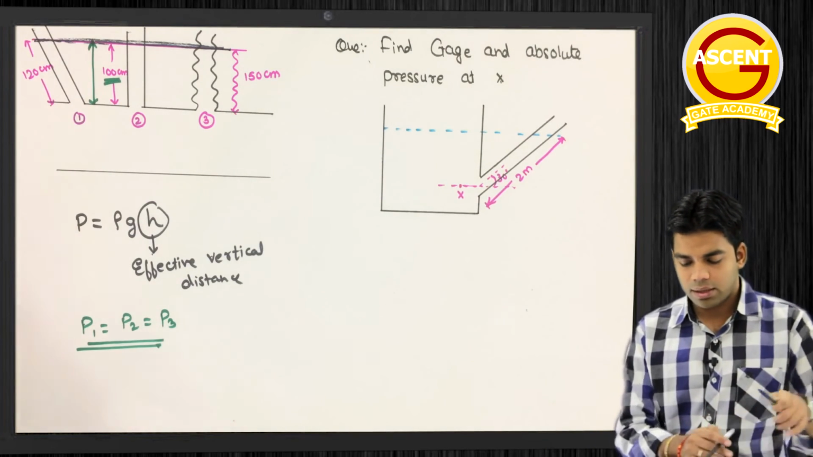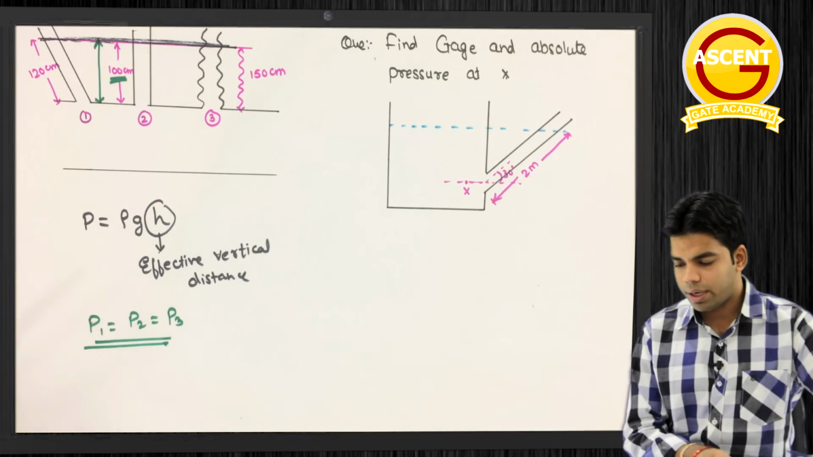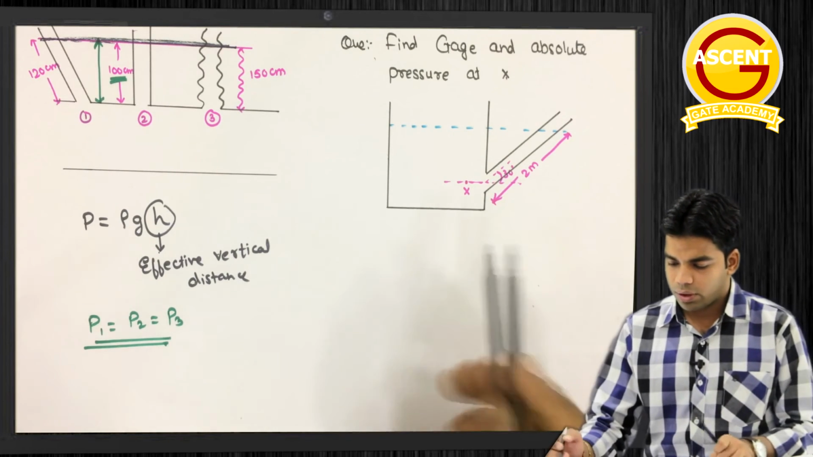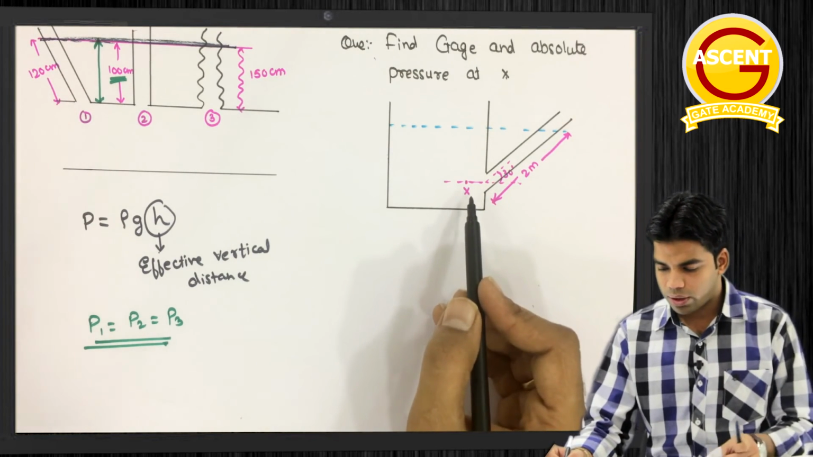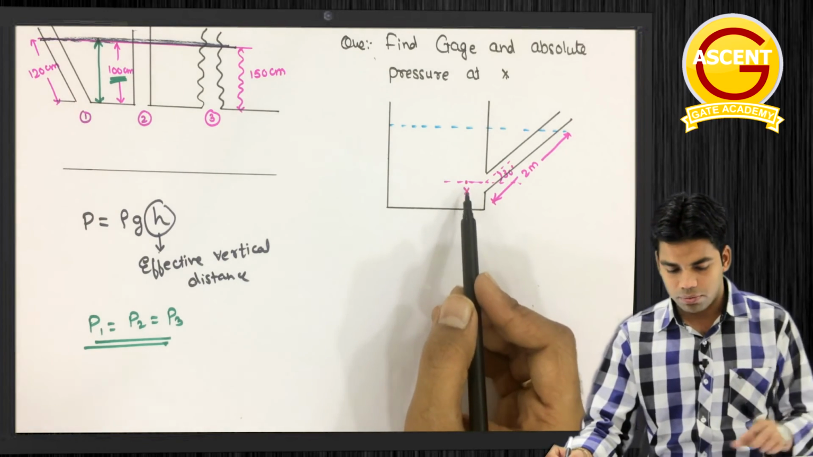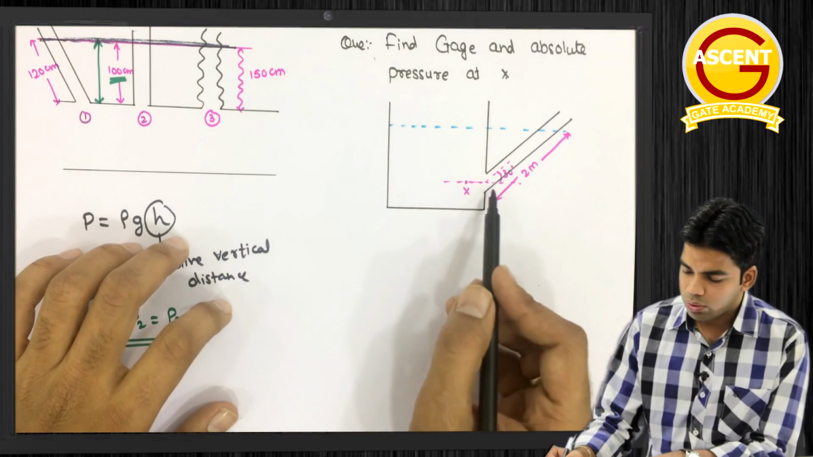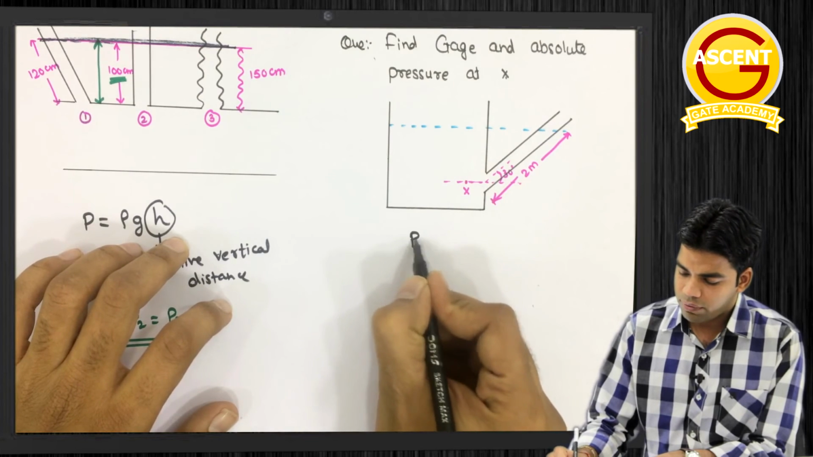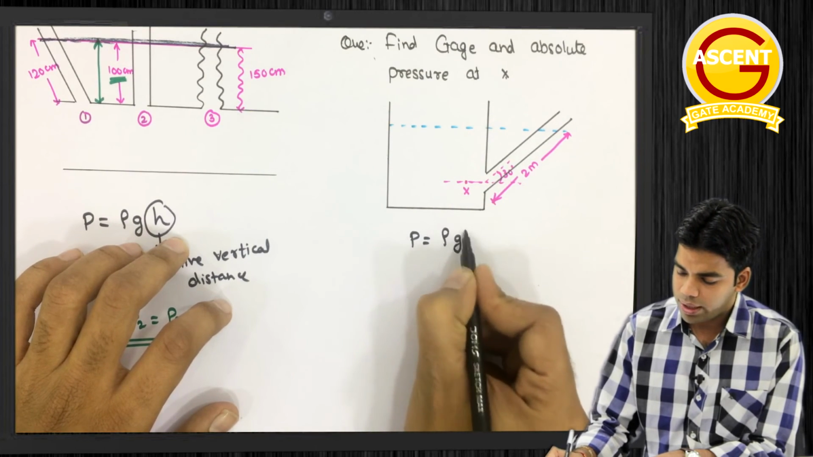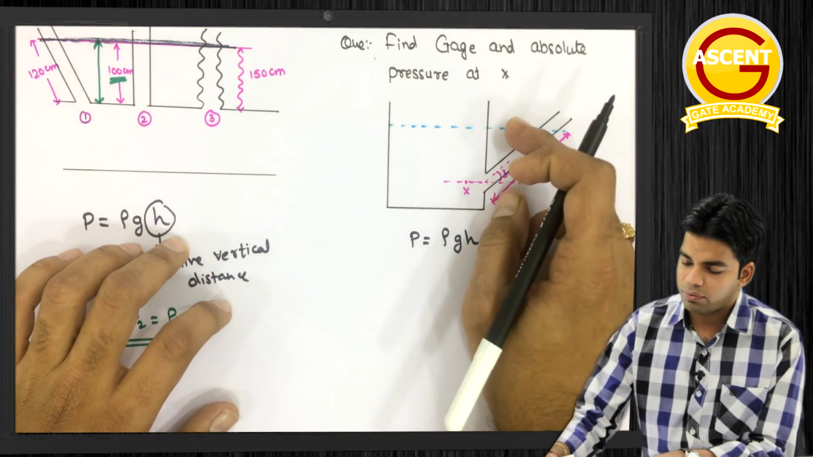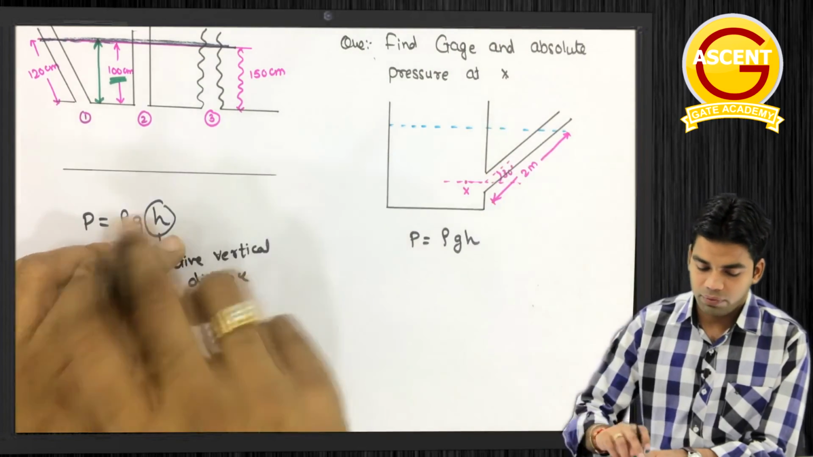Getting this or not? Related to this we will solve one question. Find the gauge and absolute pressure at point X. Here at point X we want to calculate the gauge pressure as well as the absolute pressure. As I told you, the gauge pressure will be equal to rho g h, where h is the effective vertical height. And what will be the effective vertical height here?